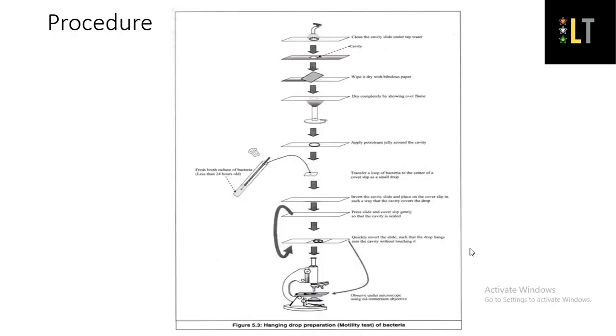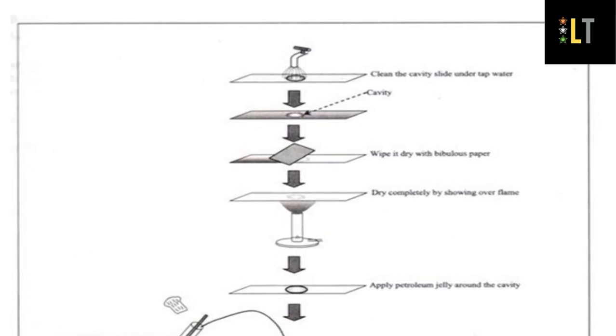So now we will see the procedure involved in this hanging drop technique. First, a cavity slide is cleaned properly under tap water such that the water does not remain on the surface. The cavity slide is a glass slide with a small round depression at the center into which a small drop of bacterial suspension can hang.